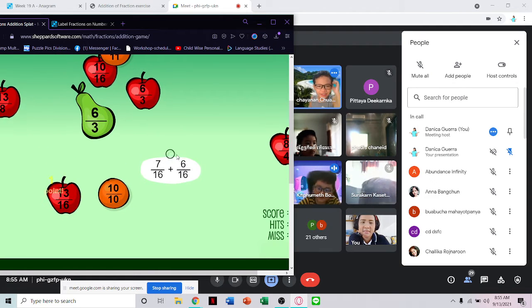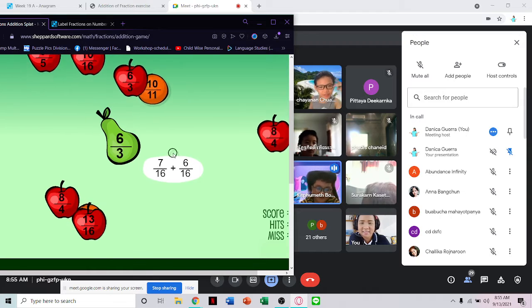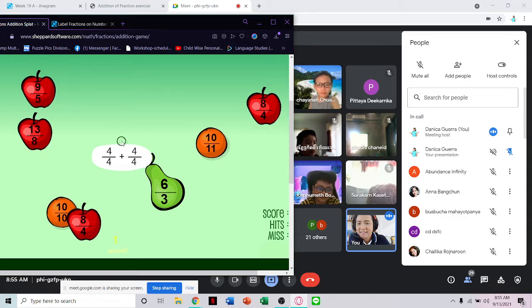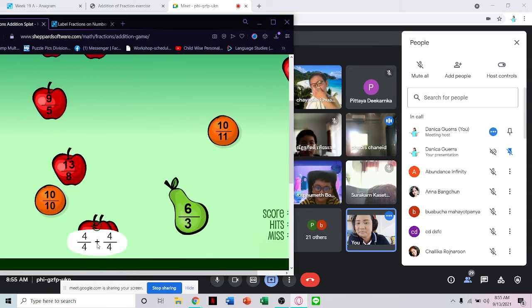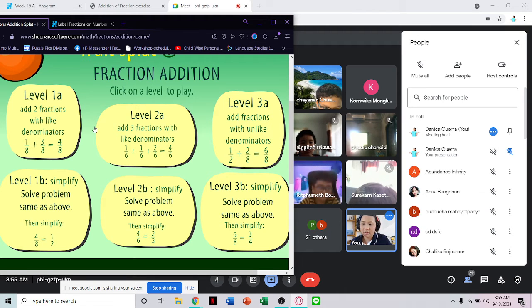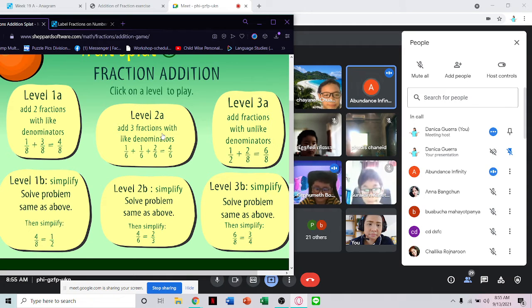Teacher, I have 10 score. And you're fast too. Teacher, I chose fast food. Yes. Maybe we can try level 2A. Do you see level 2A? Teacher, I chose slow food. Easy.